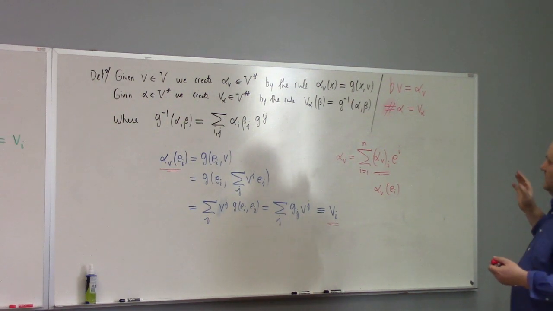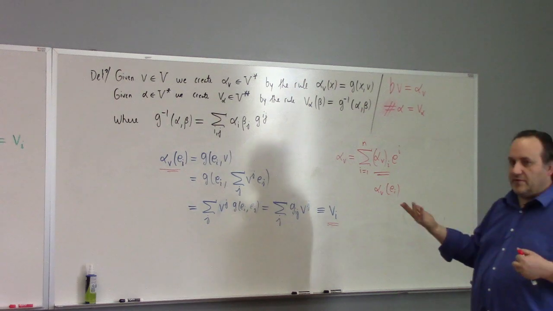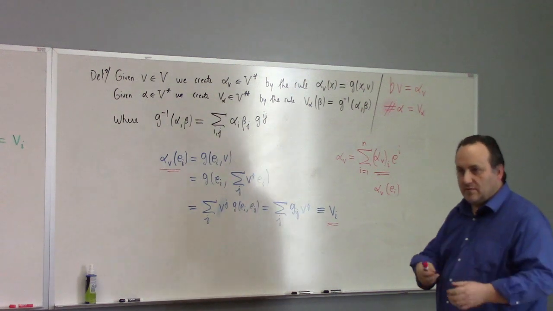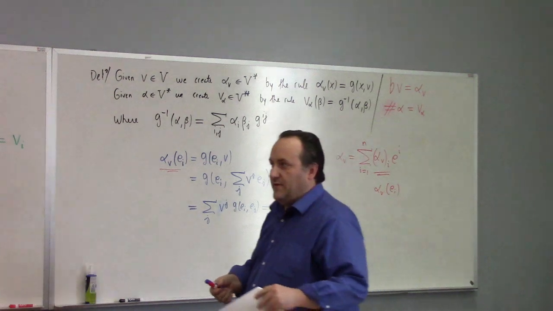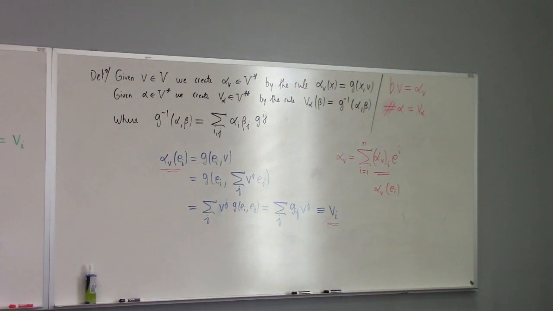Okay, so here's the thing. Once we have a way of converting vectors to covectors, or vice versa, if we have a tensor of a particular type, we can convert it to another tensor of a somewhat related type. Let me show you how this goes.